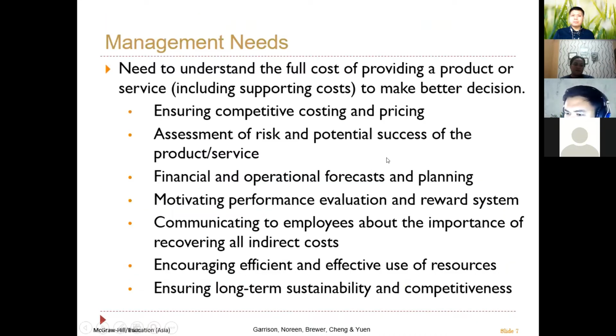Management needs to understand the full cost of providing a product or service, including the supporting cost, to make better decisions. So you don't just consider the cost in that particular department, because the other departments of the company, the service departments, are functioning also, and you are incurring costs also. You pay the salaries there, you pay the office supplies there, you pay the electricity there, and so on and so forth. So the cost of the service departments must be considered and distributed to the operating departments.